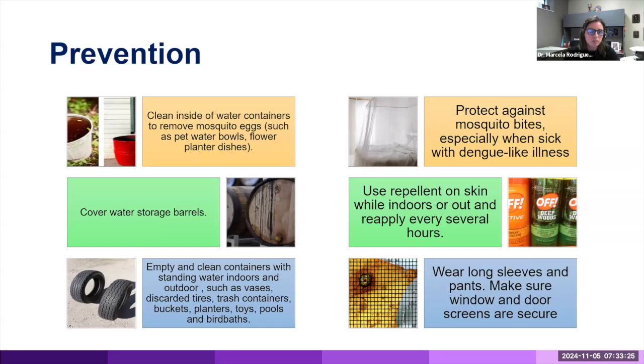Empty and clean containers with standing water indoors and outdoors, such as vases, discarded tires, trash containers, buckets, planters, toys, pools, and bird baths. Then protect against mosquito bites, especially when you have a household member that is sick. Bed nets are very important to have. Use repellent on the skin while indoors or out and reapply several times a day. And then wear long-sleeved clothes and make sure window and door screens are secure.